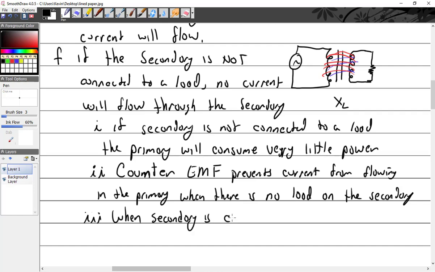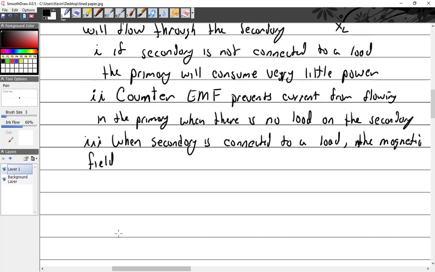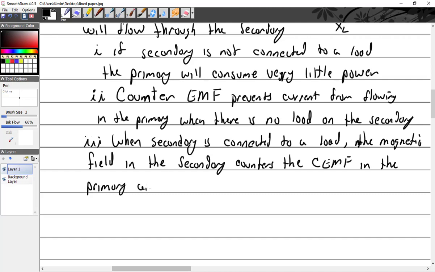When the secondary is connected to a load, the magnetic field in the secondary counters the counter EMF, CEMF, in the primary and allows current to flow in the primary.